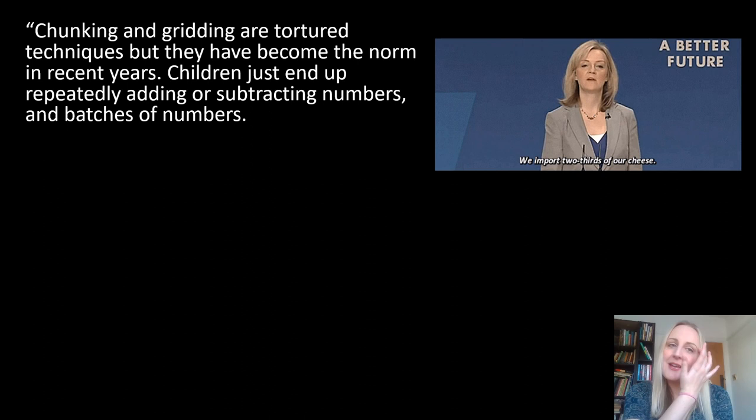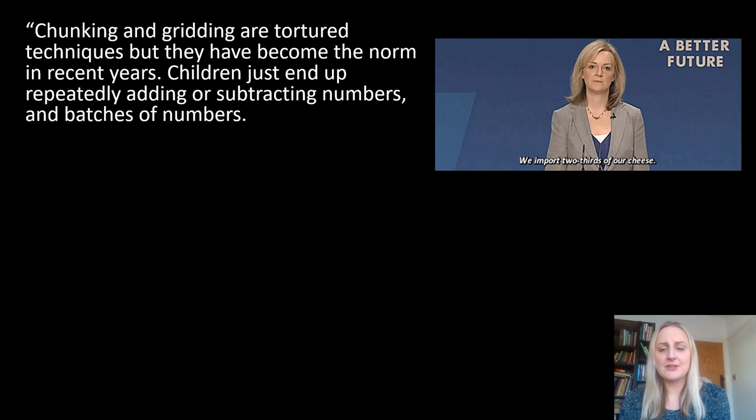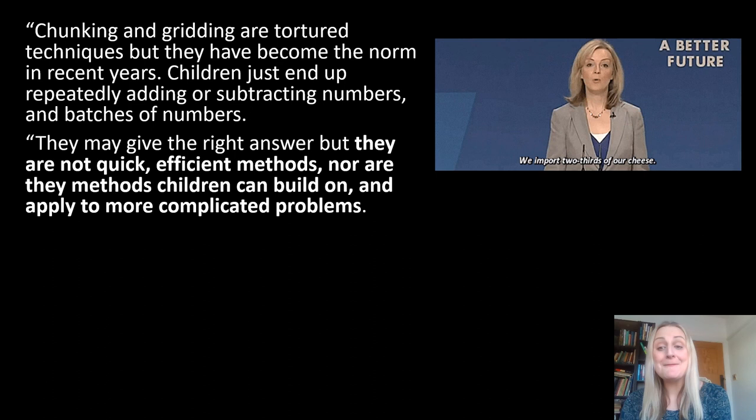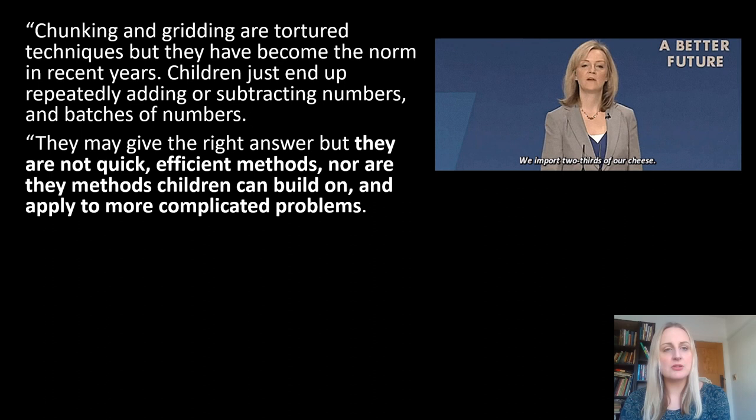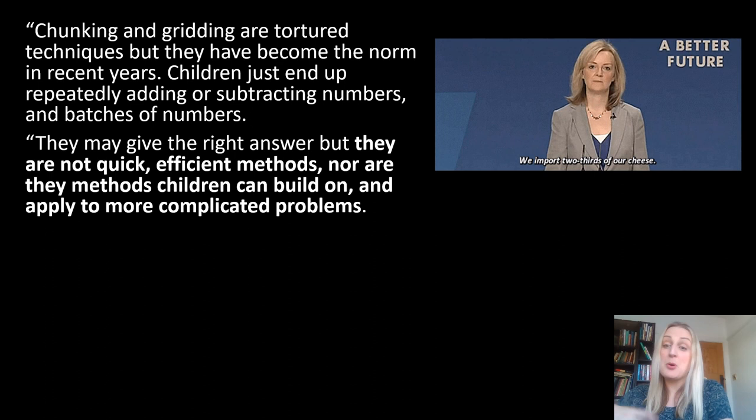Children just end up repeatedly adding or subtracting numbers and batches of numbers. She also says they may give the right answer, but they are not quick, efficient methods, nor are they methods that children can build on and apply to more complicated problems. Now, I have a lot of issues with what she's just said there, and we're going to pull all of this apart in a minute.